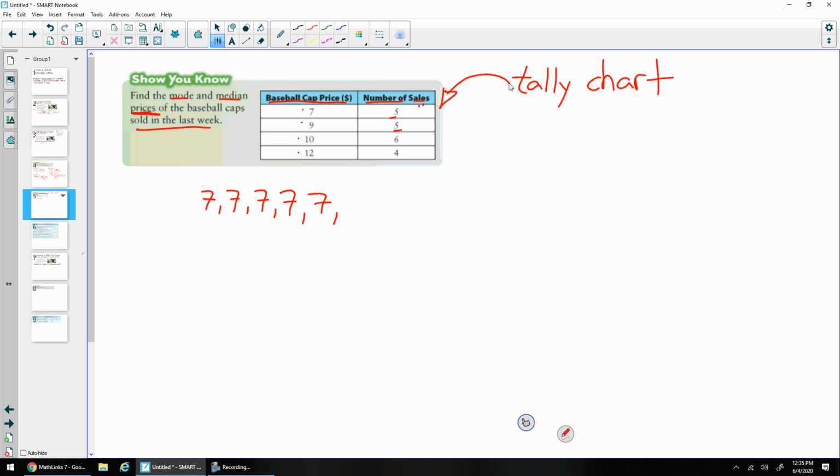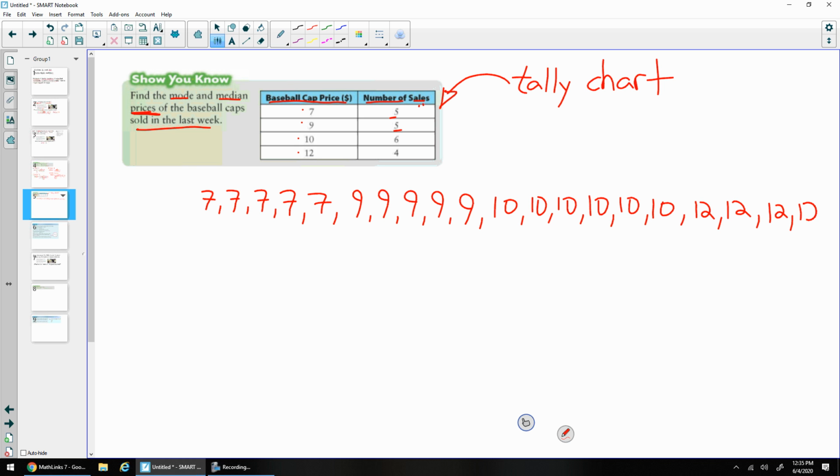Then there were 5 $9 caps sold, so 9, 9, 9, 9, 9. 6 $10 caps, 10, 10, 10, 10, 10, 10. And then 4 $12 caps, 12, 12, 12, 12. Okay, so I'm writing this out, not because you necessarily have to when you're given a tally chart.